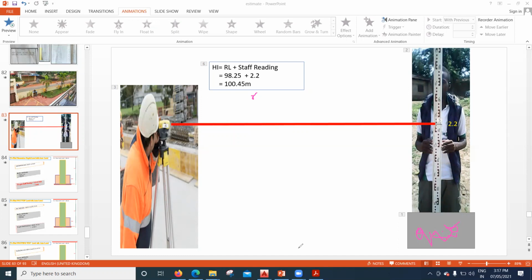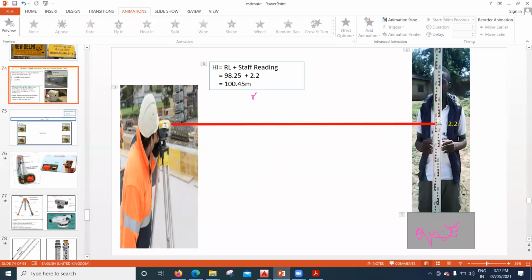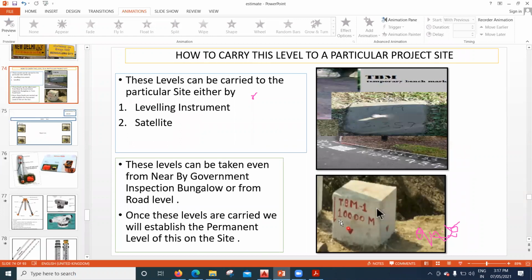Again I'll repeat, the 98.25 you are going to get will be written on the bund they have created. I'll show you one practical image as well. See, it's written here, temporary benchmark is 100. Let us say you have kept a leveling staff over this, and you have got a reading, let us say 3.2 meter.